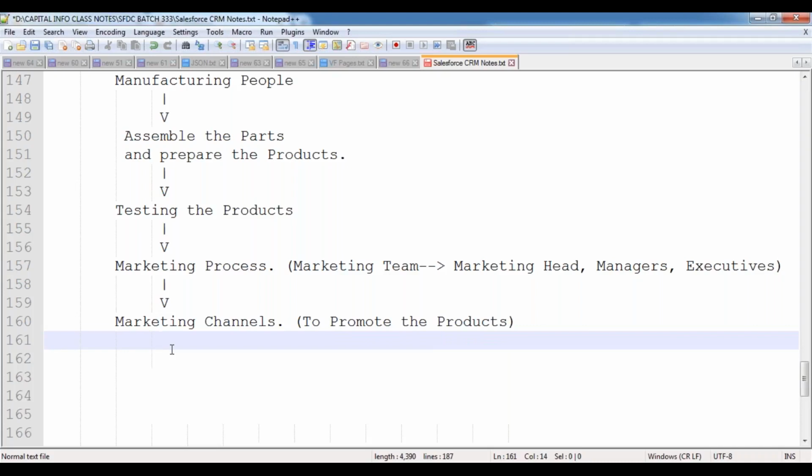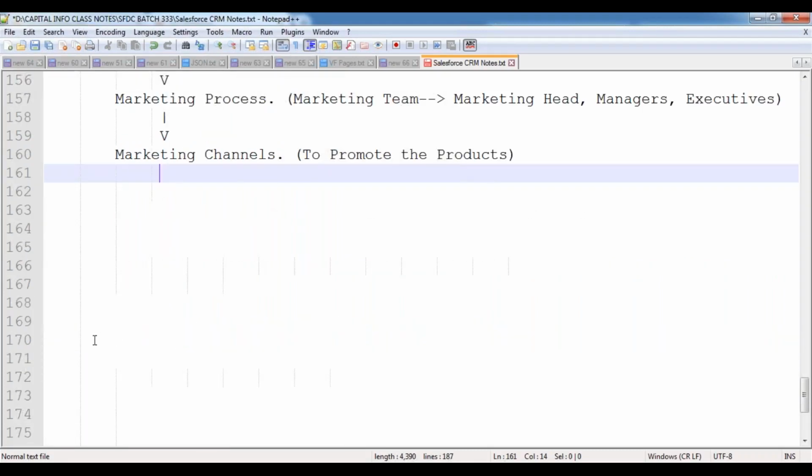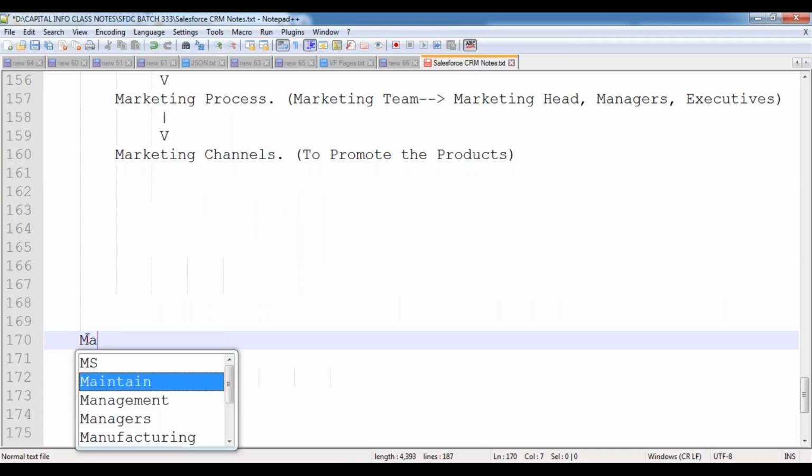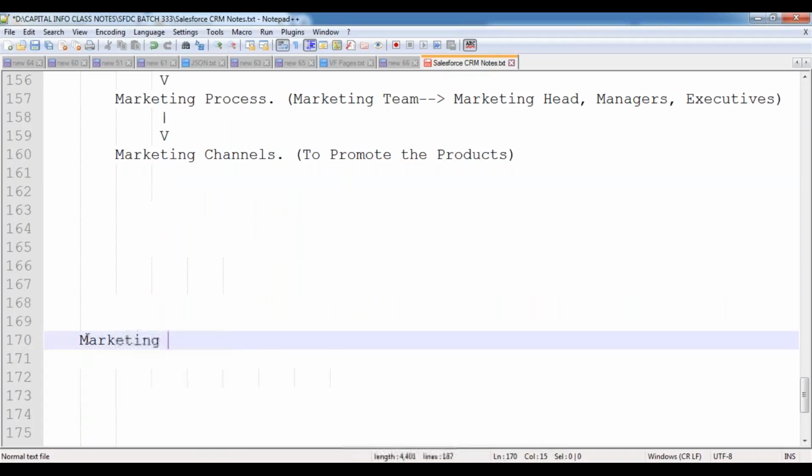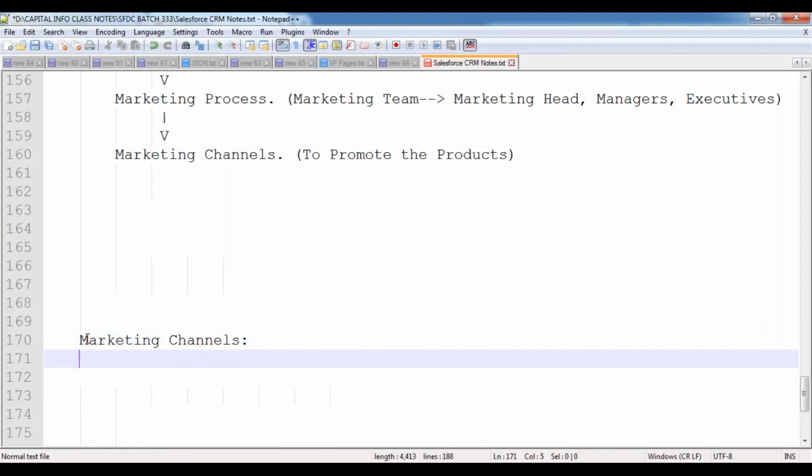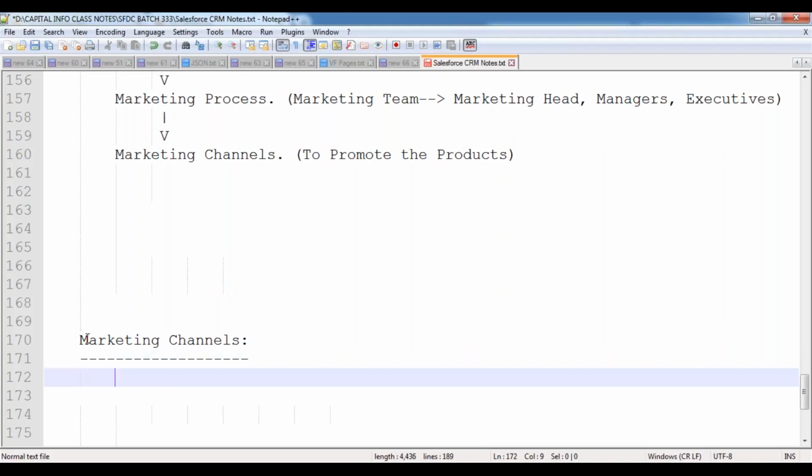Okay, as part of our marketing department, what are the various marketing channels you are aware of? We have so many marketing channels available. Marketing channels means the various ways to do the marketing.